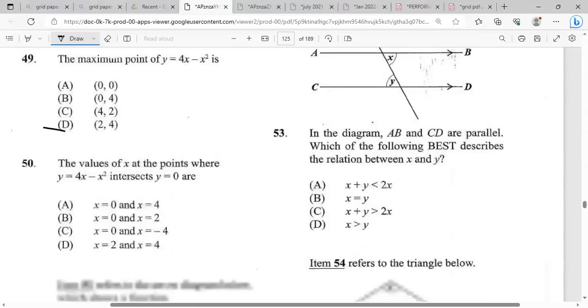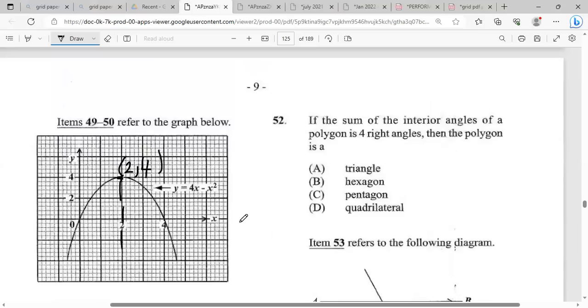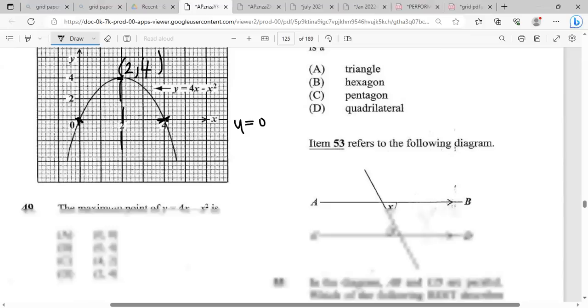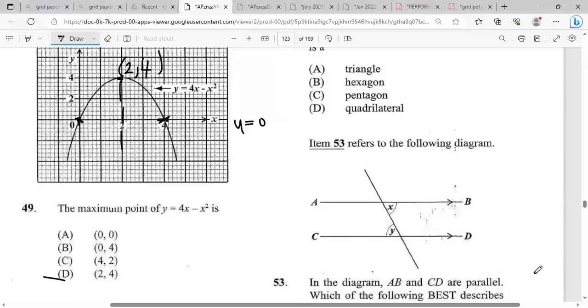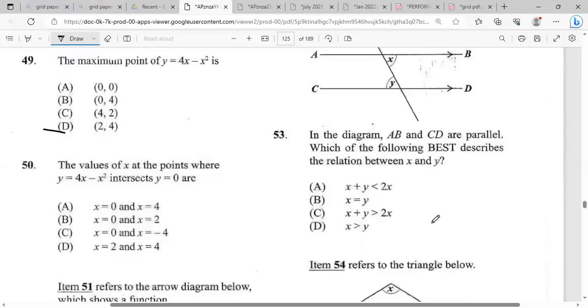All right, the values of x for the points where the graph intersects y equals 0. That would be the x-axis, because y equals 0 is the x-axis. So it's where the graph cuts the x-axis, which is here and here. So our answer would be 0, 4. All right, so that's A.